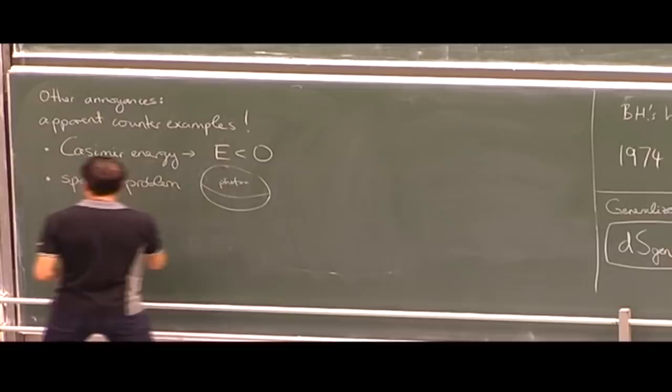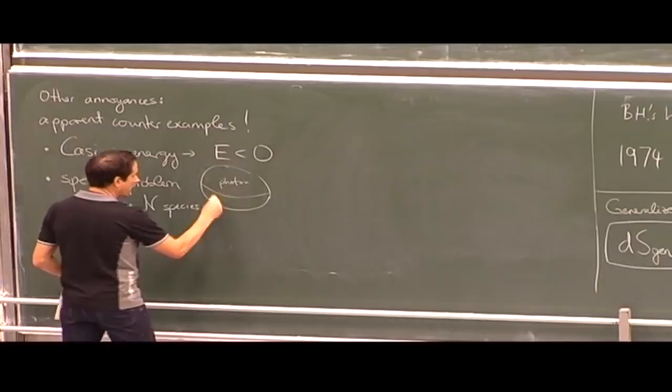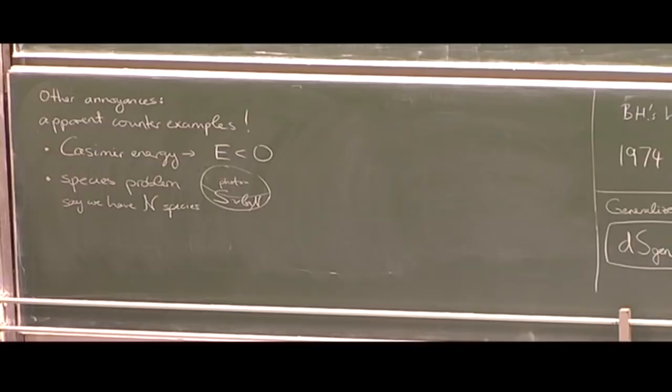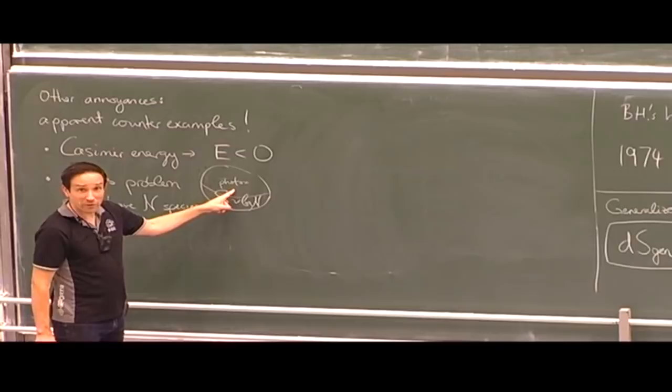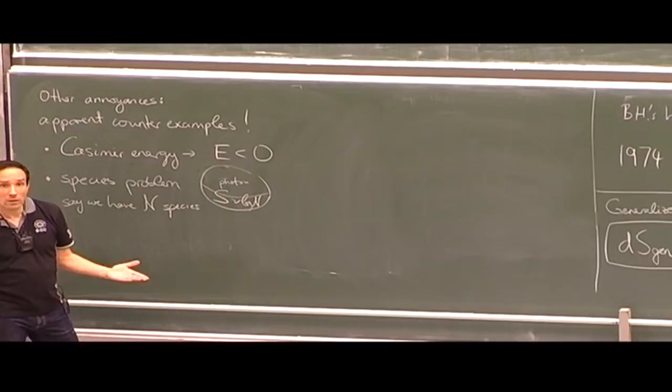So say we have n species of photons, then the entropy here is log n, if I don't know which type of photon it is in here. But I have only one photon in there. So the energy and the radius don't get affected by cranking up n. I can crank up n as large as I like, thereby making the entropy large while keeping energy times radius fixed.